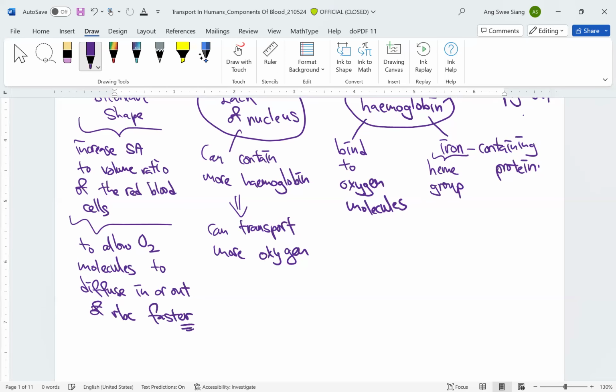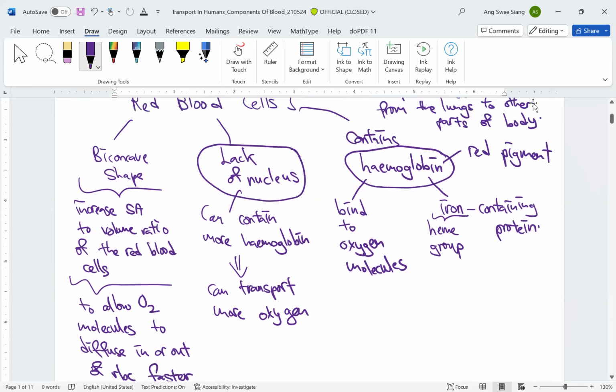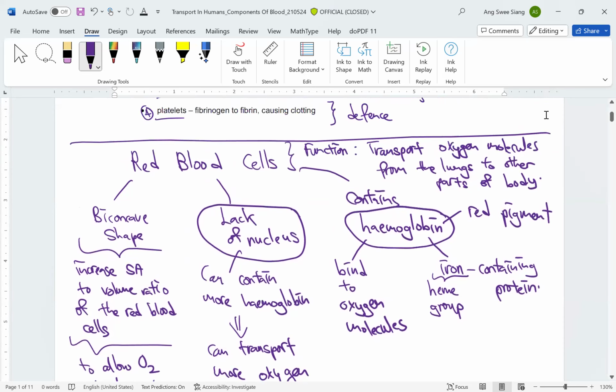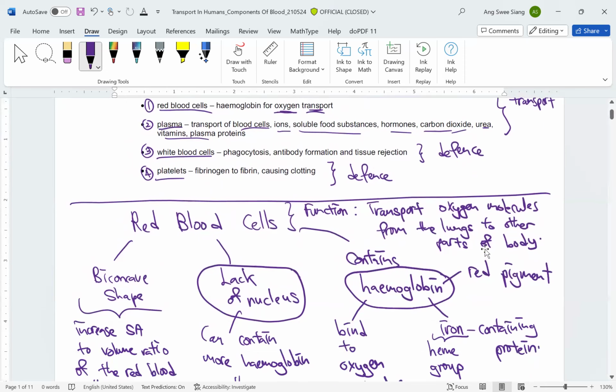So we are done with the first component of the blood, the red blood cells, because most of the things you have learned in the cells chapter. Next we are going to look at the blood plasma.